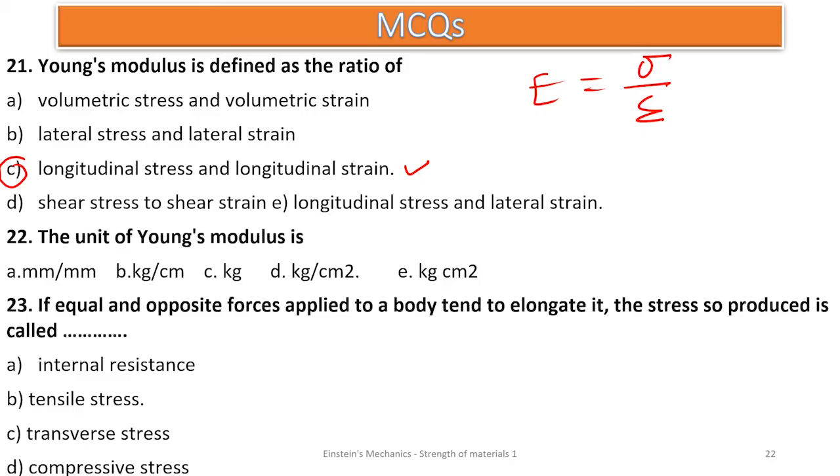22. The unit of Young's modulus is, so here we can derive the unit and it is mostly in what? Pascal, which is Newton per what? Meter square. So that means we have it as D, kilogram per centimeter square. Are we okay?